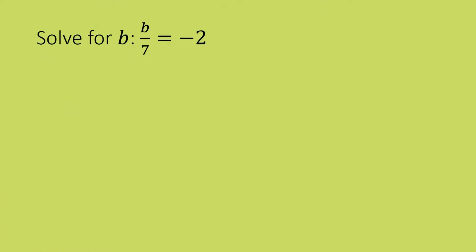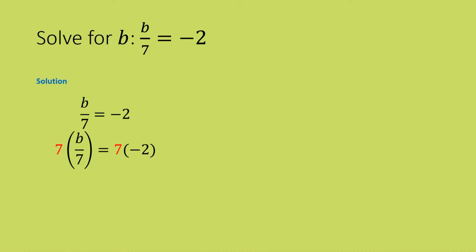Now, let's have the second type of one step, which is either multiply or divide. So let's have this one. Solve for b, where b over 7 is equal to negative 2. Now, let's get into the solution. So b over 7 is equal to negative 2. In order to isolate the variable b, we multiply both sides by 7. So 7 times b over 7 is equal to 7 times negative 2.